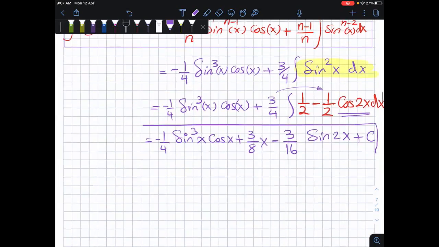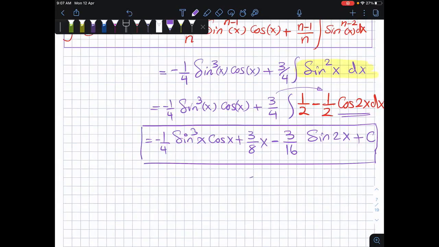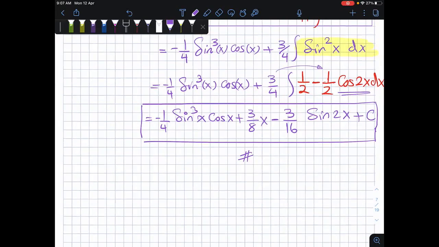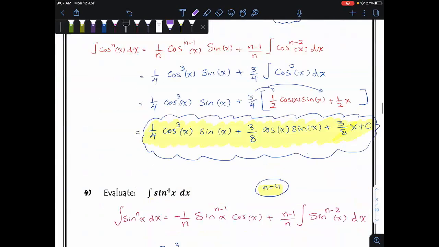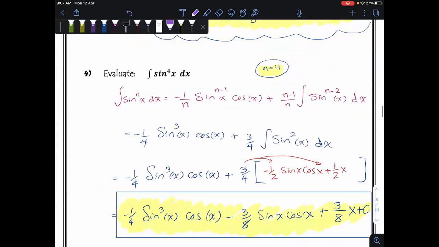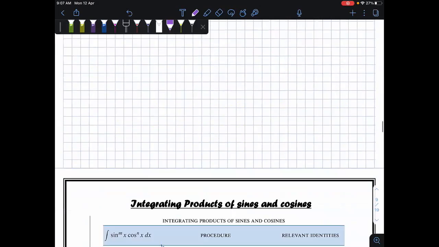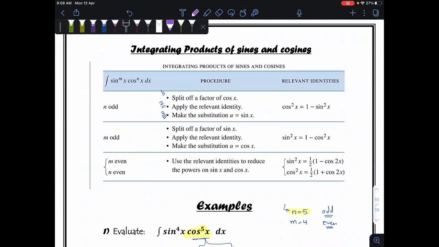Mister, if there is a question asking about the integral of sine squared x, should I use half minus half cosine 2x or the rule? Half minus half cosine 2x. It's better and faster. You should revise this, guys, for cosine to the power of 5 and so on. Then the second part, lesson 7.3, integrating products of sine and cosine.